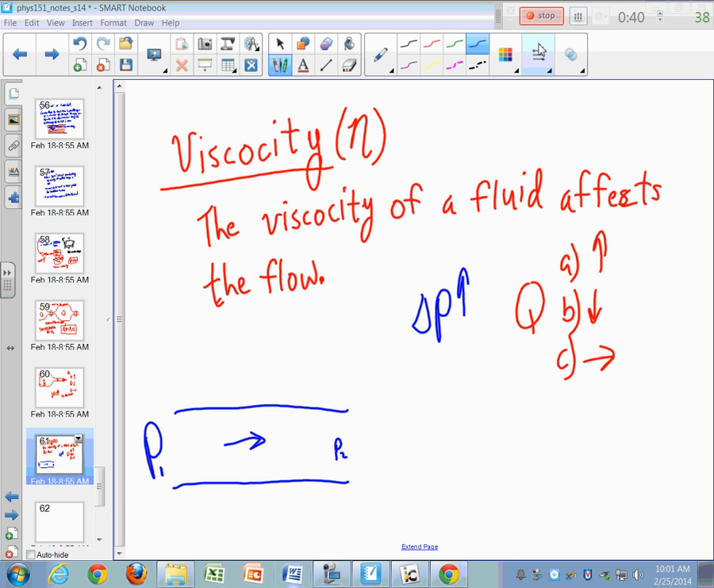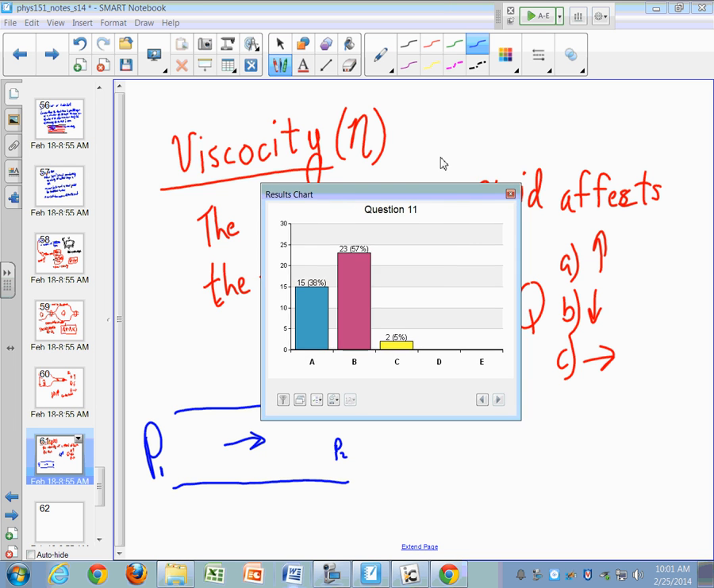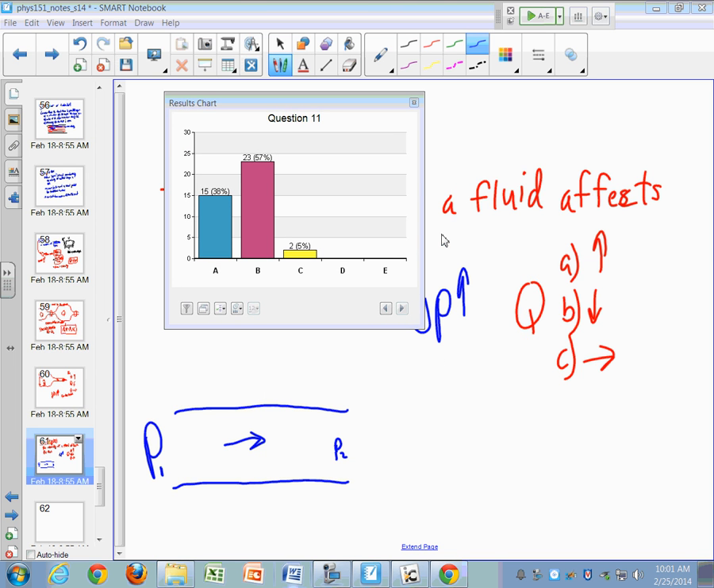All right, I'll stop at 45. I want to ask another series of questions here. We're trying to get to an equation. Okay, so the pressure differential goes up.